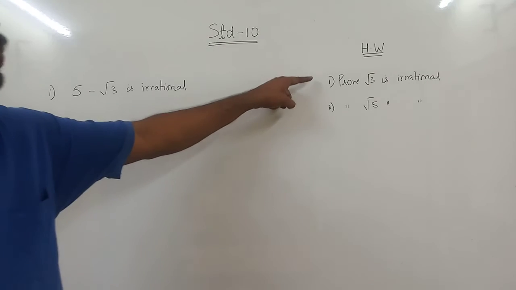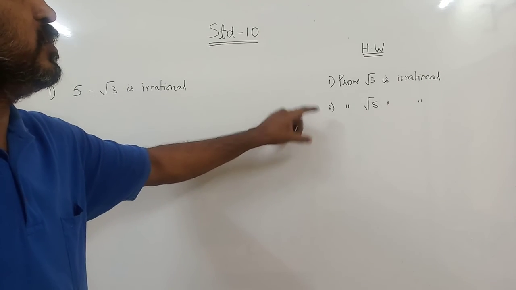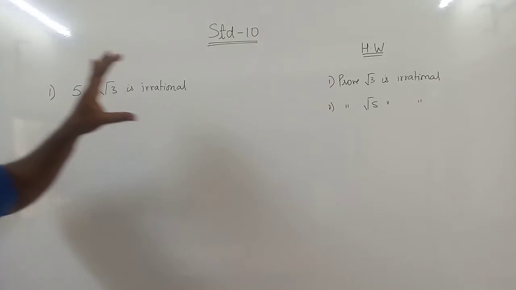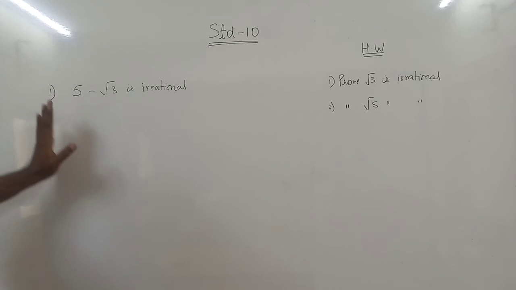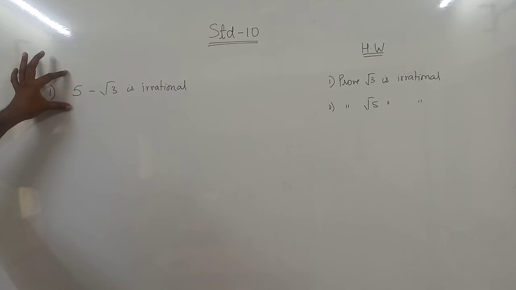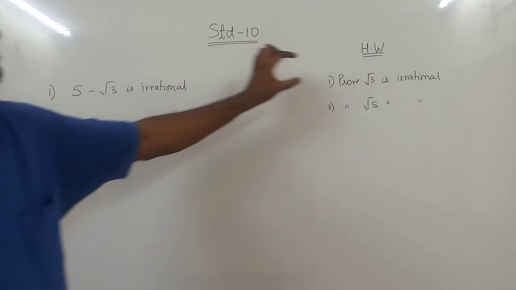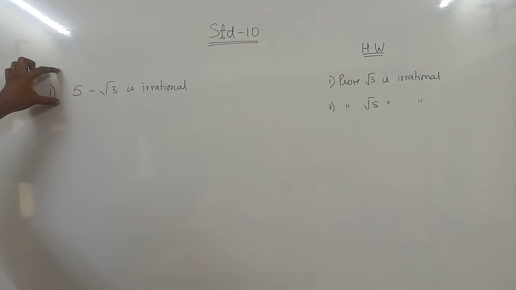This sum, prove root 2 is irrational, prove root 3 is irrational, prove root 5 is irrational, is asked for 3 marks. This is asked for 1 mark. Now if this is asked for 1 mark, you can show it in a very simple way. If this sum is asked for 4 marks, you have to first show that root 3 is irrational, and after proving this, you have to prove this.